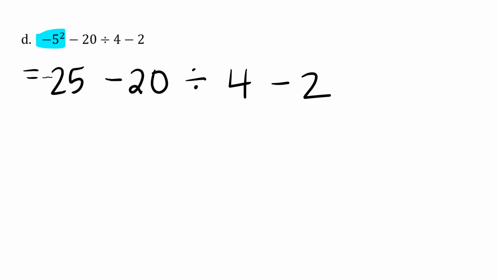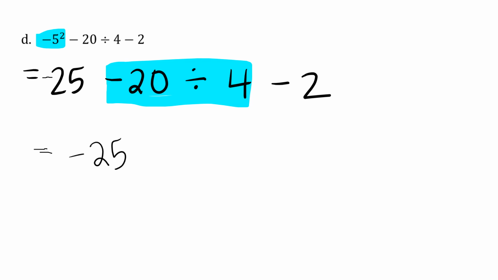Then we're going to work in the middle here. We've got division, so that's our next step. Negative 20 divided by 4 is negative 5. So we've got negative 25. What's negative 20 divided by 4? That'd be negative 5, right? Minus 2.